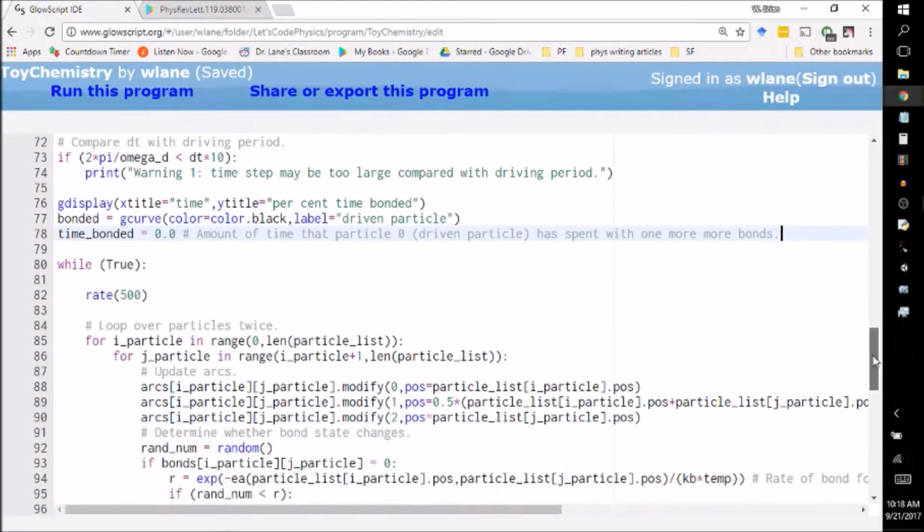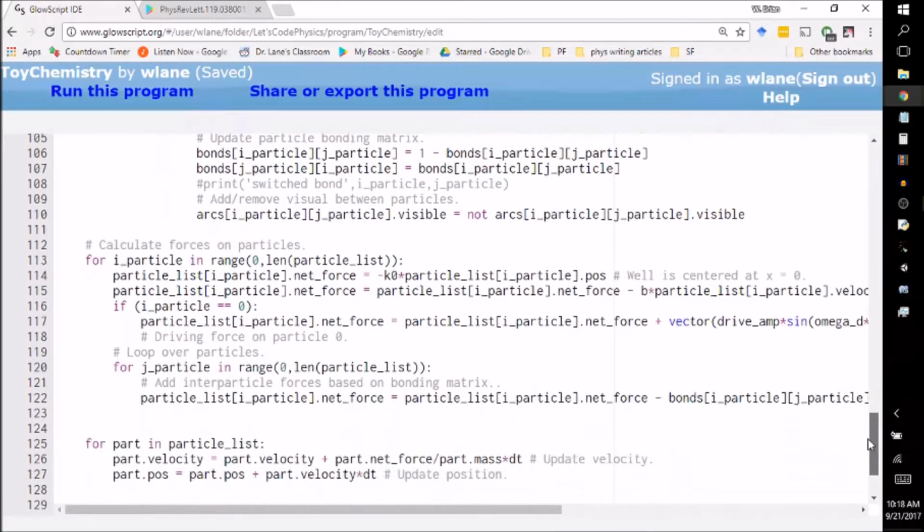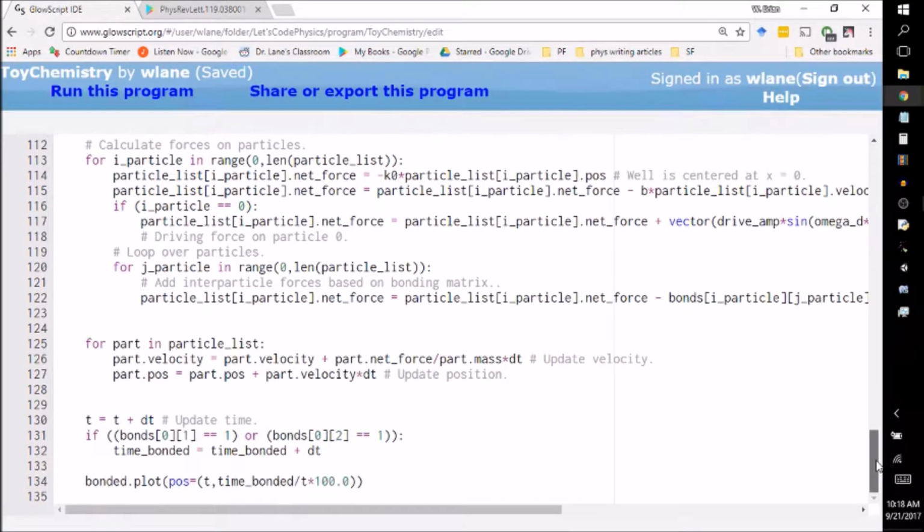So we start that out at 0. When we go into the loop, here's our extended Euler-Kromer code with all of the force calculations. What I do after I update the time, excuse me, I check for whether particle 0 is bonded. That's kept track of in the bonds matrix. So we check elements 0,1 and 0,2 to check whether particle 0 is bonded with particle 1 or whether particle 0 is bonded with particle 2.